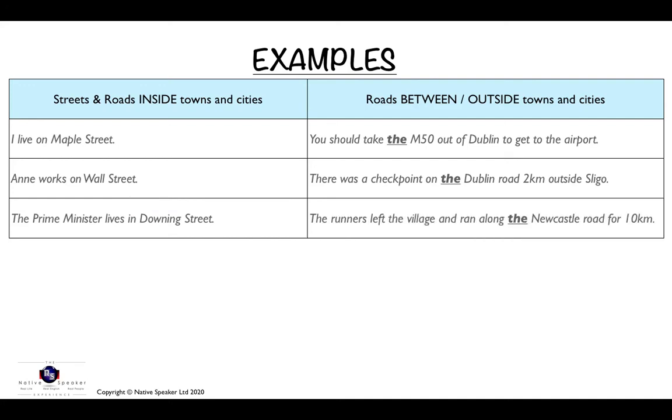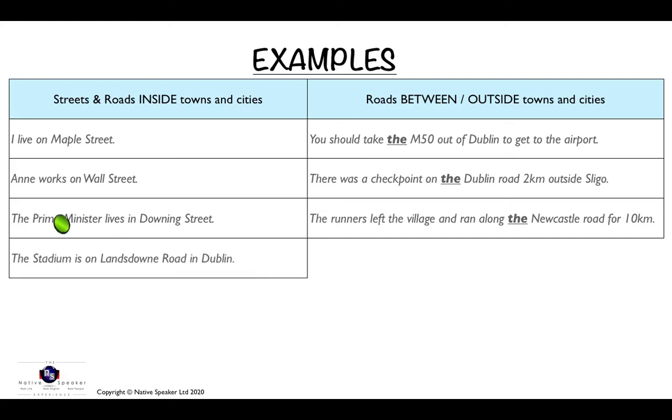Get rid of it. The runners left the village and ran along the Newcastle Road for 10 kilometres. When we see the, we understand this is the road outside the village in the direction of the town called Newcastle. Why do we know that? Because we see the. What's a common mistake? I'm sorry to say, but you guys forget to put in the sometimes, and you've got to watch that.